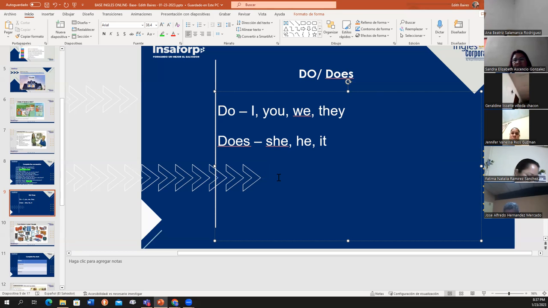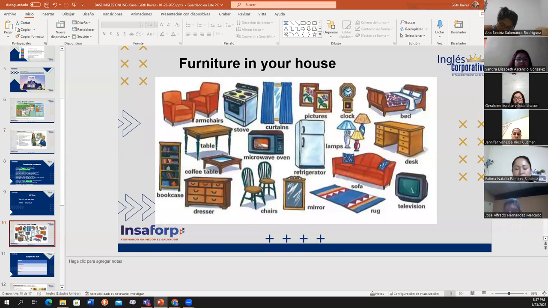Someone else? ¿Otra pregunta que ustedes tengan about this grammar? No. Okay, we're going to continue reviewing, because this is a review. I know that you have been working on it. Han estado estudiando. This is a review about vocabulary that we have been studying in this previous unit. Furniture.